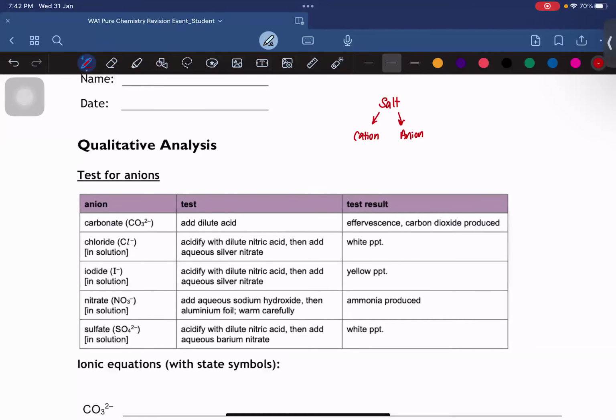Now, just to do a very quick recap, to test for cations, we will always add only these two substances: aqueous sodium hydroxide or aqueous ammonia. So take note. The moment you see inside your QA flow chart that there is addition of aqueous sodium hydroxide or aqueous ammonia, that is a hint that they are testing for cations. Clear? But if they add anything else, especially things like dilute acids, that's a hint that they are testing for anions. If they add things like silver something, or barium something, then that's a hint that they are testing for the anions. Clear?